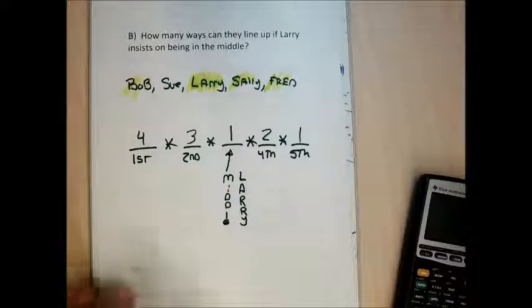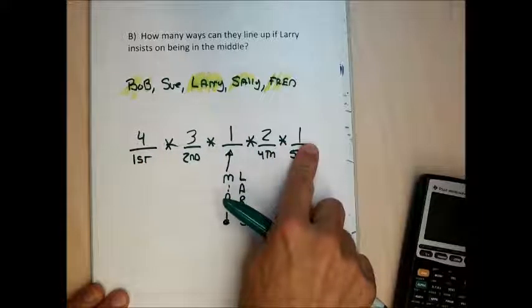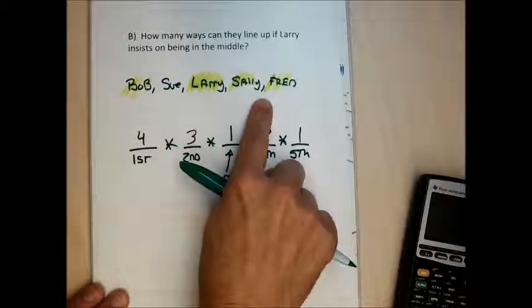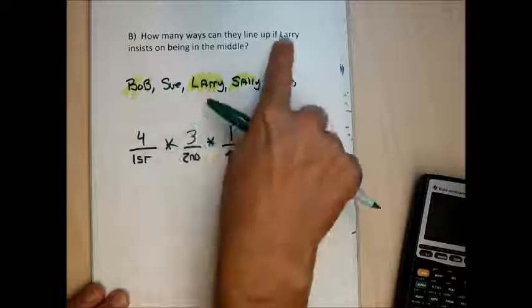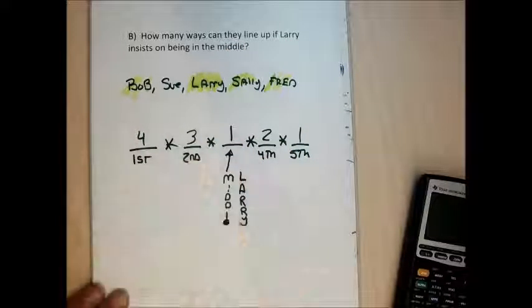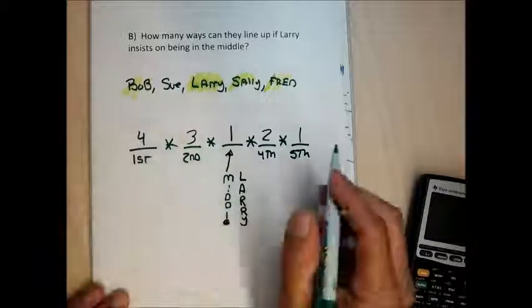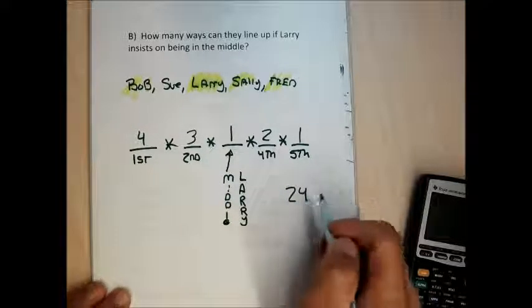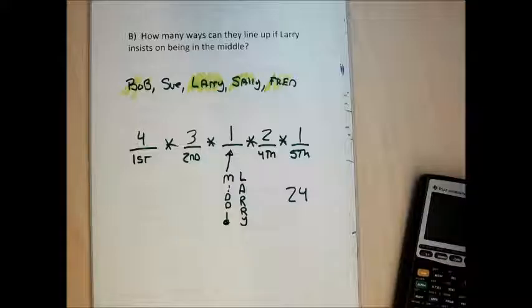So I increment it down again because the same person couldn't stand in 2 places. But I dealt with Larry first because he had a specific spot to deal with. If I multiply these numbers together, there's going to be 24 ways these people can line up if Larry has to stand in the middle.